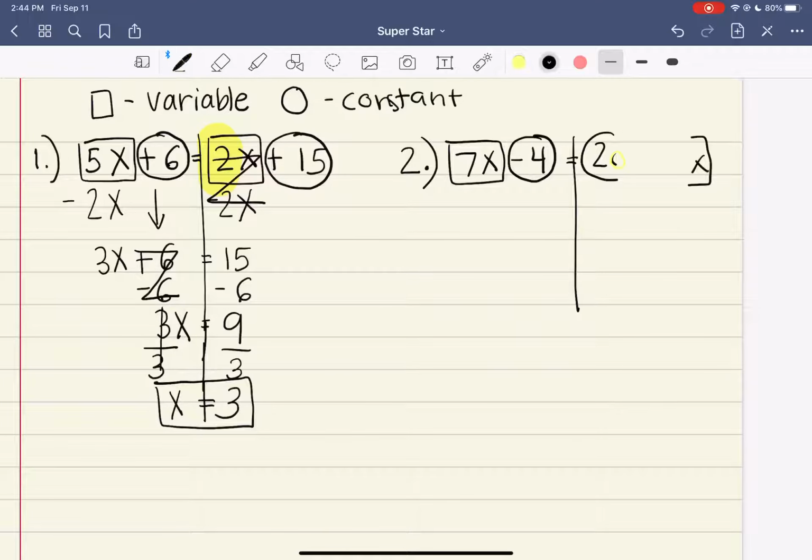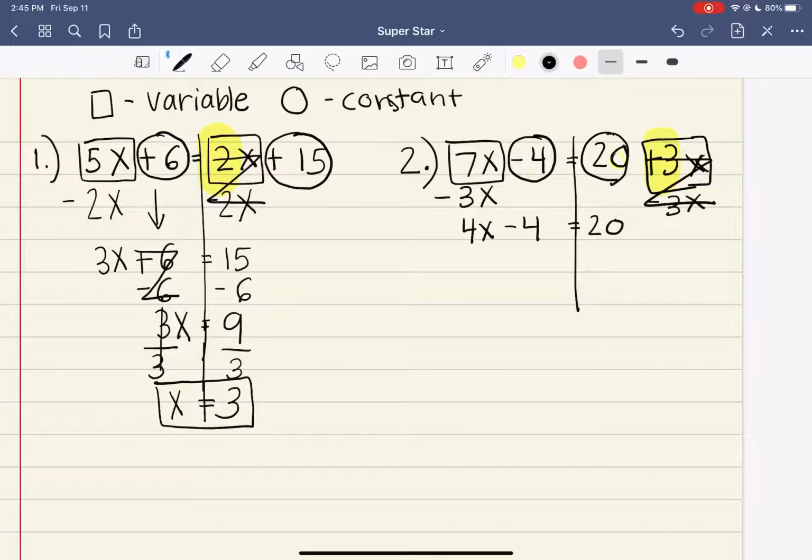I lost my color, sorry about that. 20 plus 3x, let me fix that. We have our least coefficient right here, 3x. So that is the one that we're going to move by the inverse operation. So 3x minus 3x is 0, and then we're going to rewrite accordingly. 7x minus 3x is 4x minus 4 equals 20.